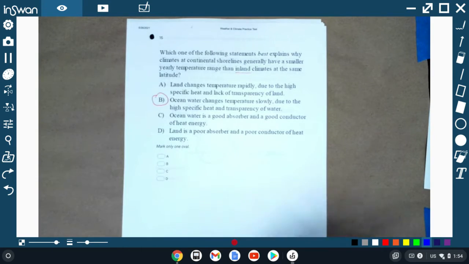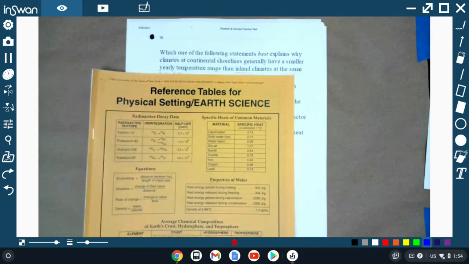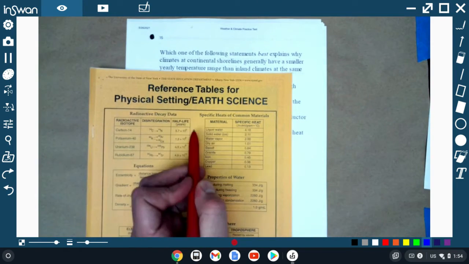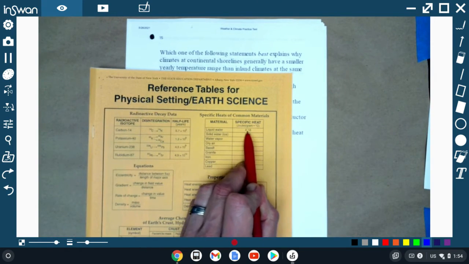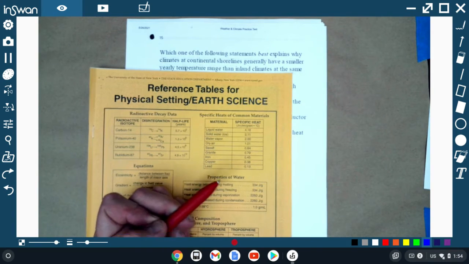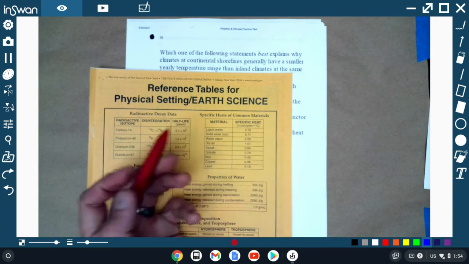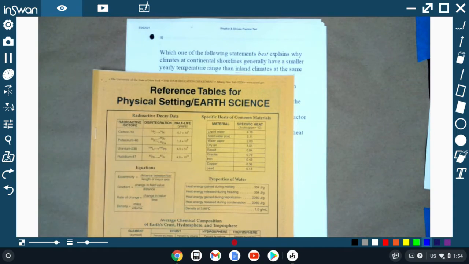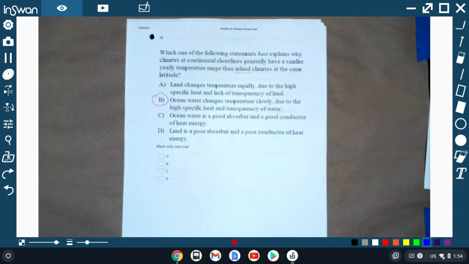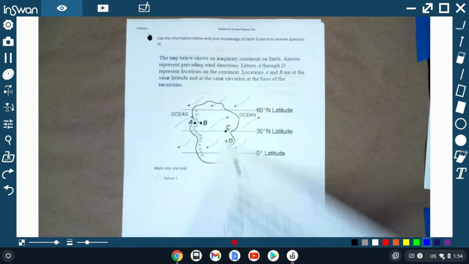So letter B. And if you're wondering, what's high specific heat? Well, if you go to page 1 on your reference table, look at liquid water, 4.18, compared to all the other numbers here. The closest one is 2.4, which is doubled, so liquid water has a very high specific heat. And we said if it has high specific heat, it kind of dampens the temperatures. It's not as cold or not as warm as the other places. That's number 15, B.